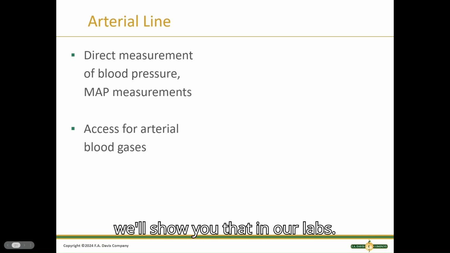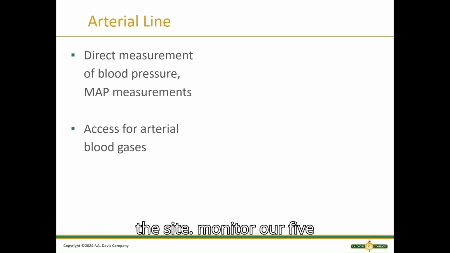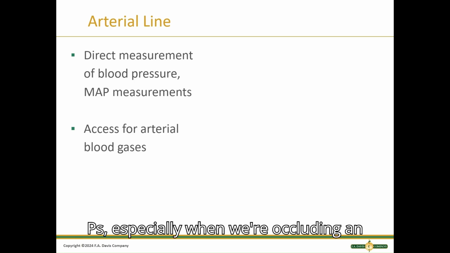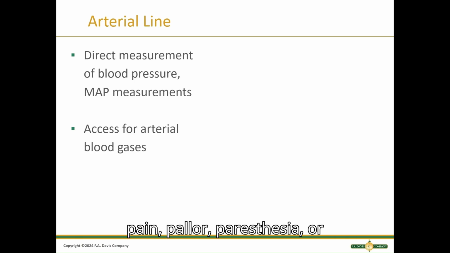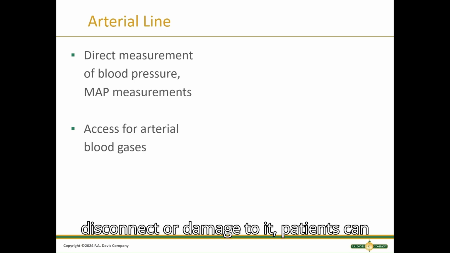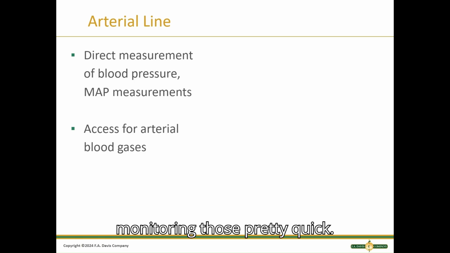So the arterial line is the last one that we're going to talk about. An arterial line is different than your central venous pressure line or your pulmonary artery line. The others are inserted into a vein, whereas this one goes into an artery. It is nice to have a direct measurement of blood pressures and your MAP pressures.